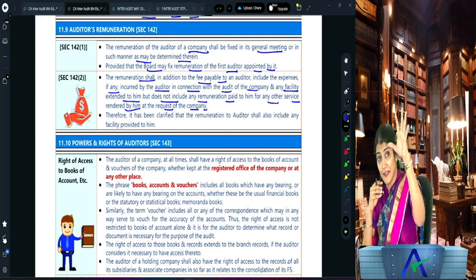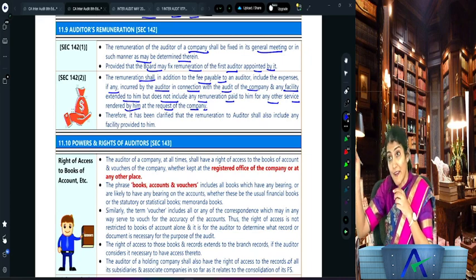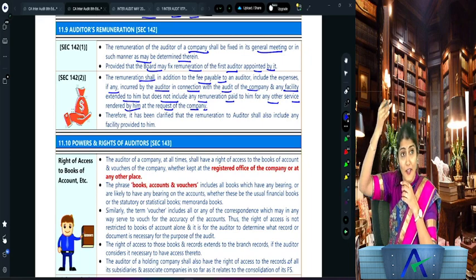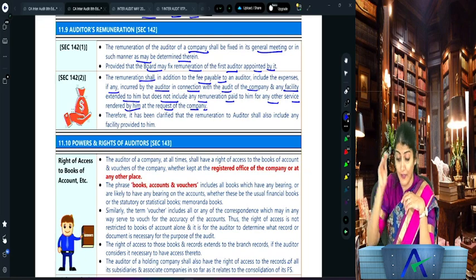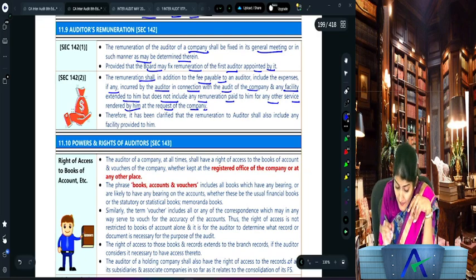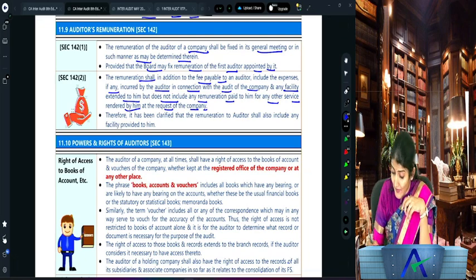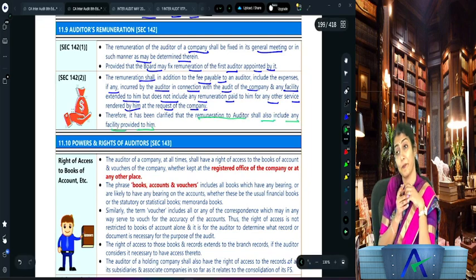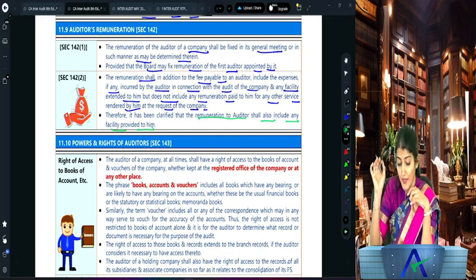But in that 50 lakh, will I also add the other facilities which are extended? Like I told you, the traveling, the accommodation, the conveyance and all of that. Yes, that will be included. And what does it say? It is here clarified that remuneration to the auditor will also include any facility provided to him.